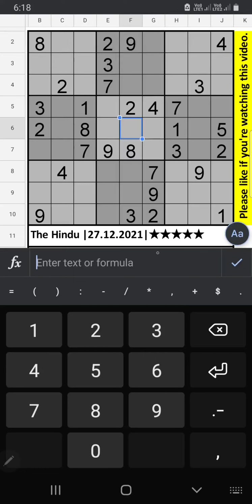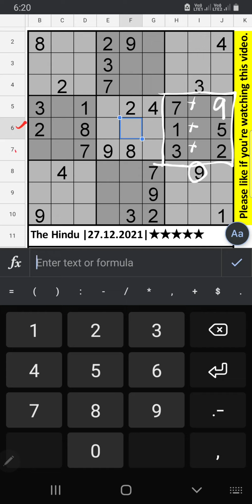Welcome to SK Sudoku. I am going to solve the Hindu newspaper Sudoku puzzle of December 27, 2021. In 6th grid, 9 we have already here. The 9 is not possible in these cells. Then 9 will come here.